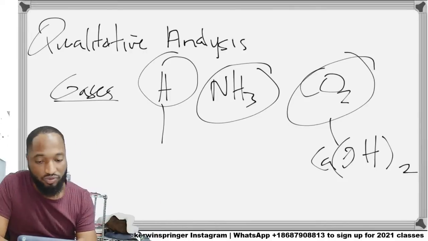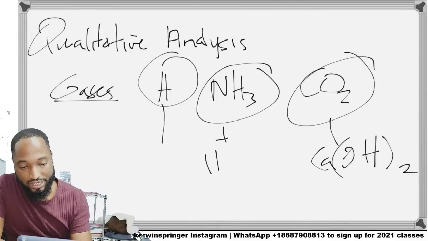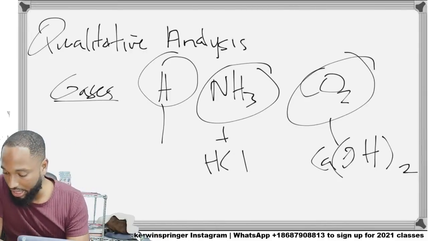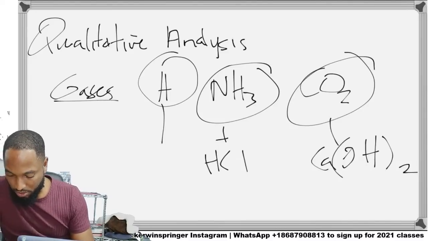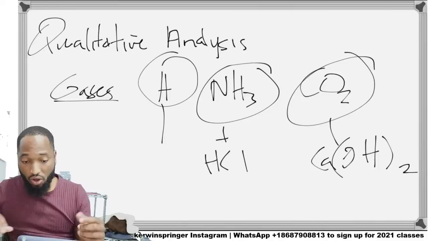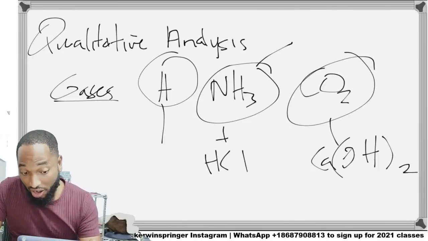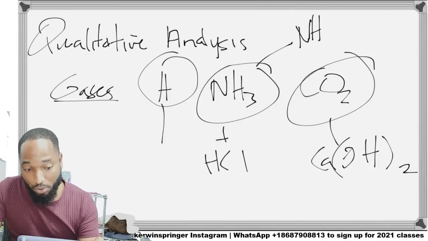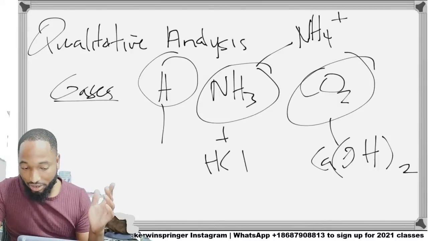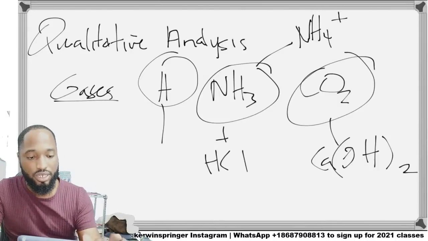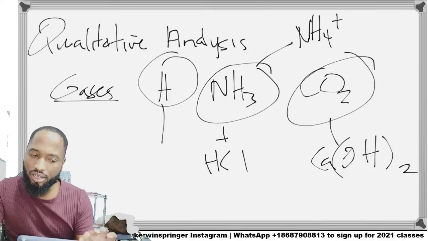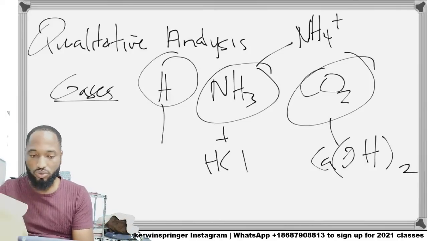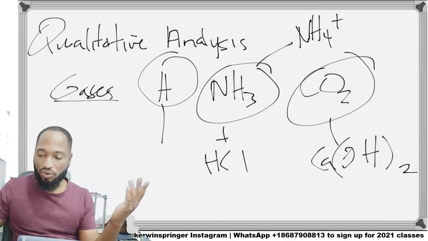Dense white fumes. Very good. So NH3 plus HCl gives dense white fumes. Okay, let me go forward. Moist litmus turns blue, ammonia gas evolves. So if ammonia gas evolves, it means that it is an ammonium salt, containing the ammonium ion. So something NH4.